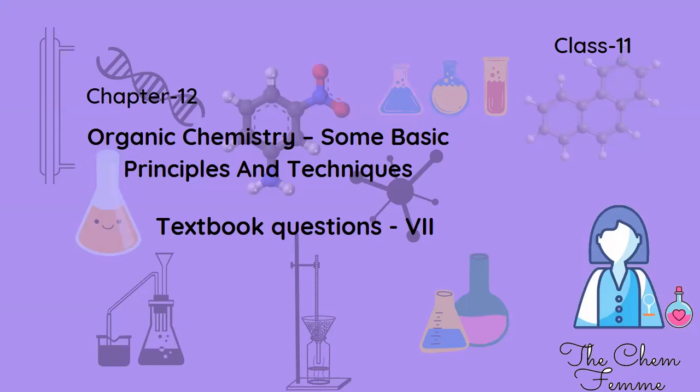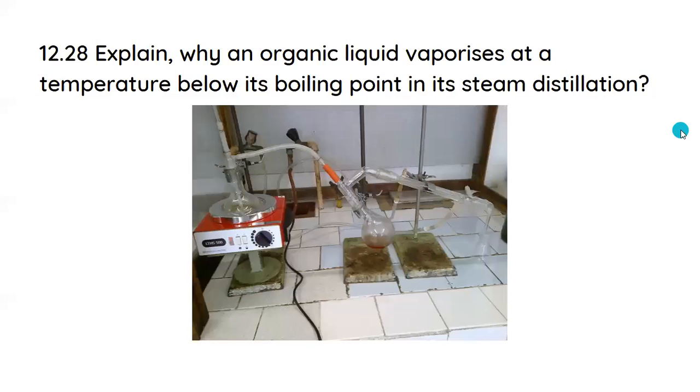In this video, we are continuing with the textbook questions. Explain why an organic liquid vaporizes at a temperature below its boiling point in steam distillation. So when a liquid has to vaporize, its vapor pressure should be equal to the atmospheric pressure.